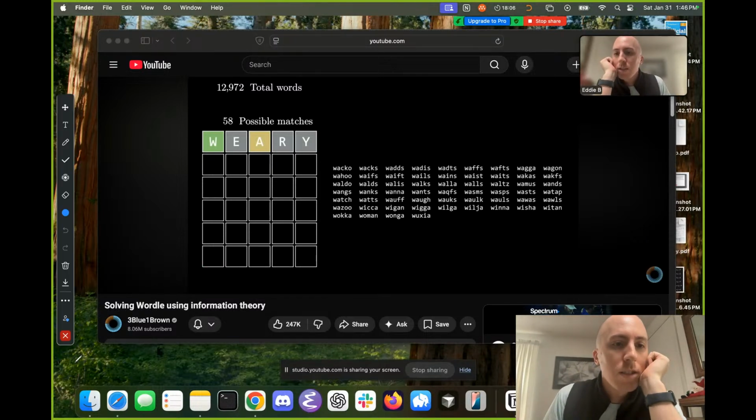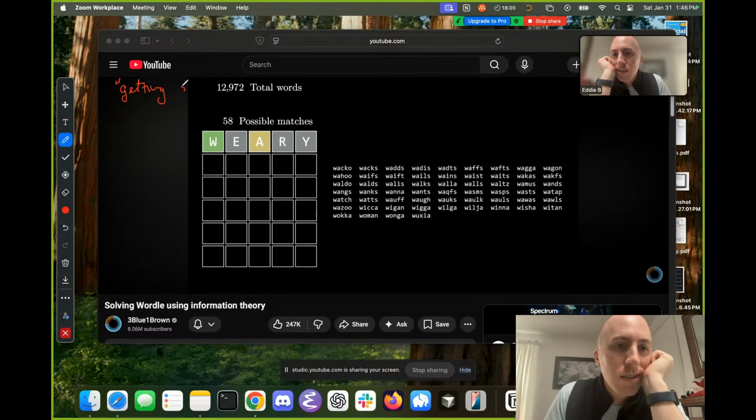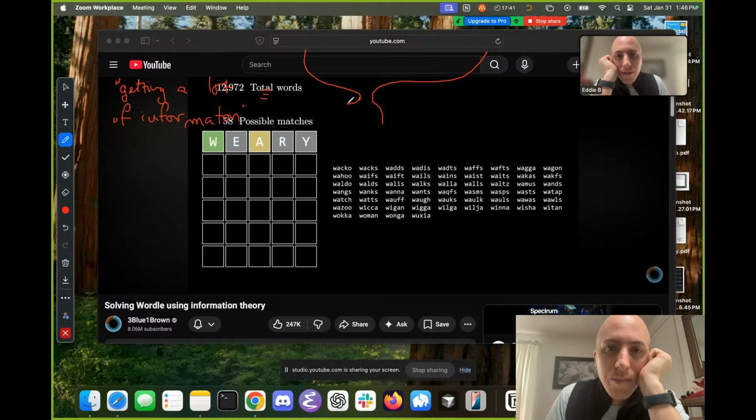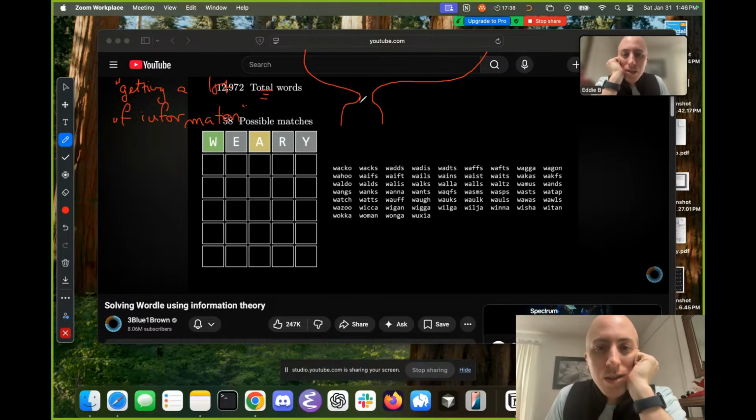getting a lot of information. Like getting a lot of information kind of like is equal to kind of like a big kind of like reduction of like, so, say you've got like all these words which are like possible, and then you reduce it to like, this small kind of amount. This is like, this process is lots of information.